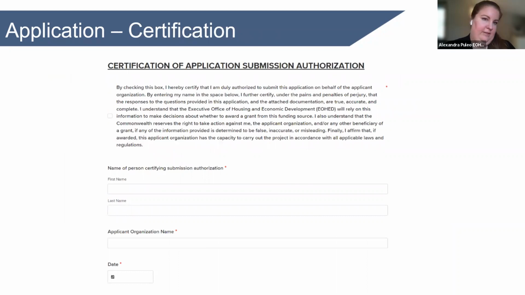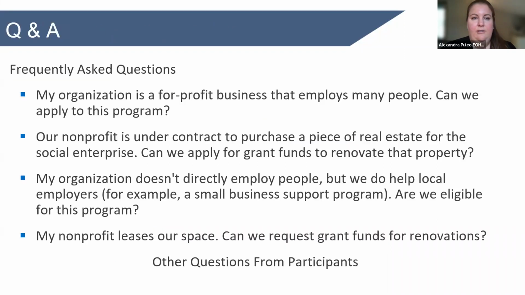Okay, this is the certification form. You're just going to check that box to the left here, certifying that you're authorized to submit this application under the pains and penalties of perjury. The responses are true, accurate, and complete. So you'll enter your name or whoever is submitting that application, their name, organization name, and the date, and then you will be able to hit submit.